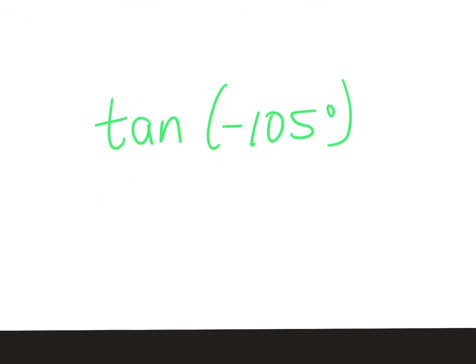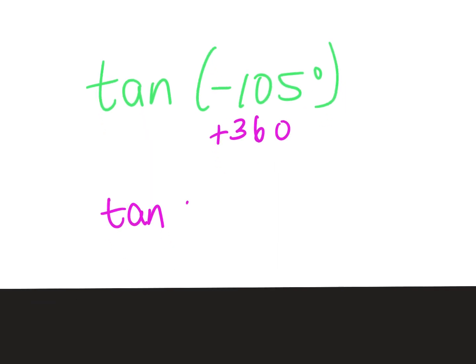These are tough. Tell me it. Tangent. What is it? Okay. Negative 105. What would be the first step here? Since the angle is negative, what do I need to do? Okay, so if I add 360 to this gives me the tangent of what? What's 360 minus 105? 255. How much? 255. Okay.